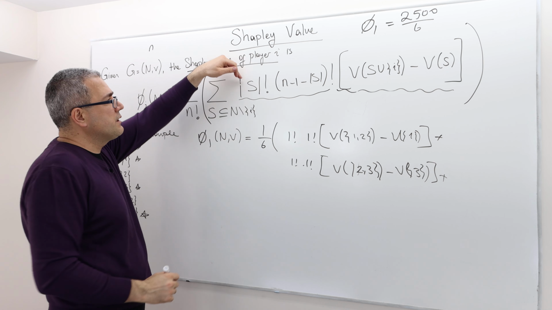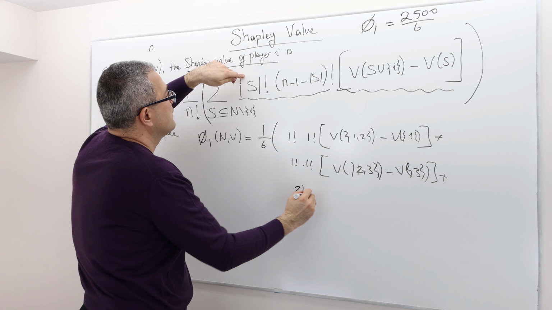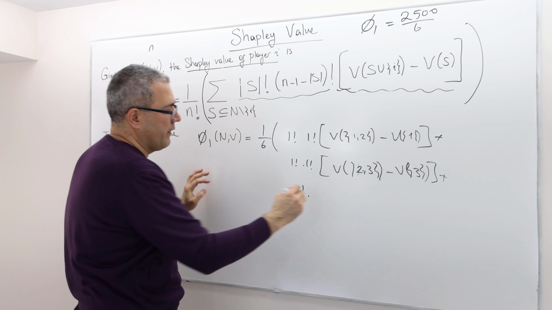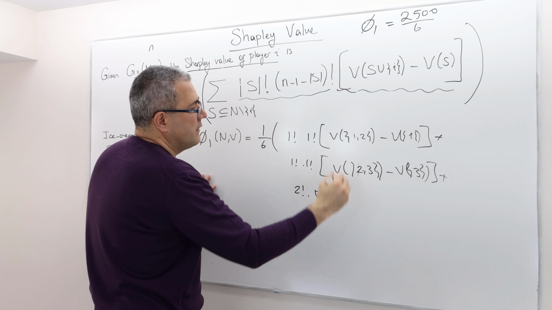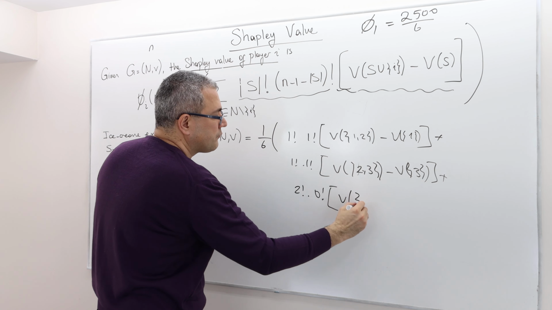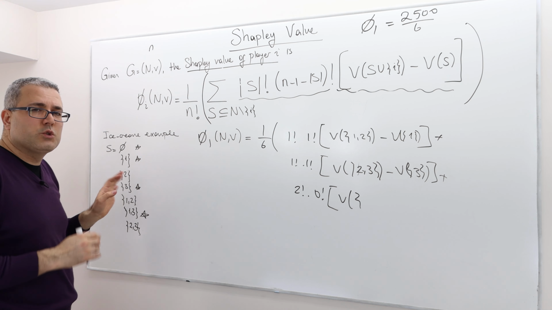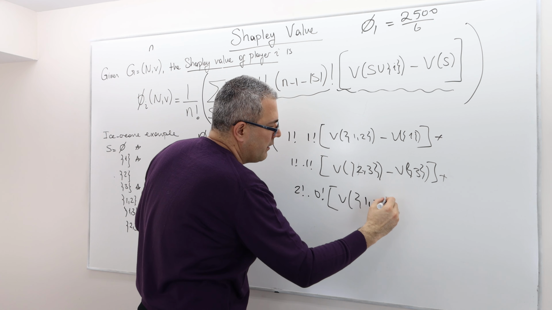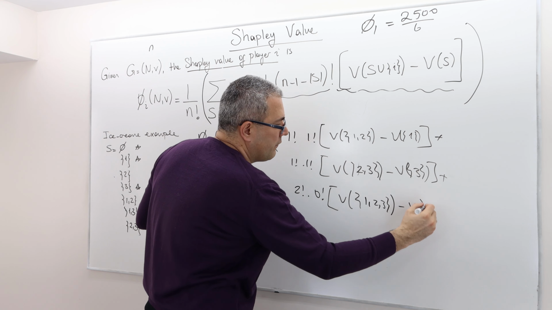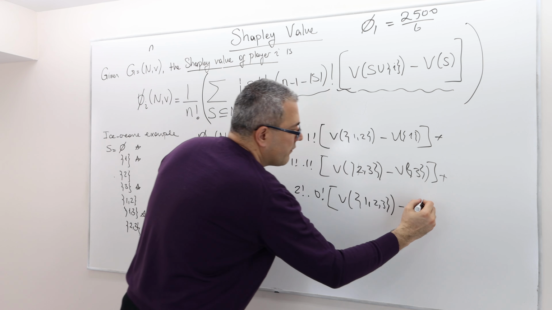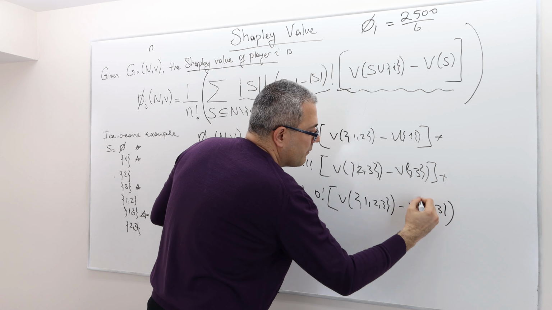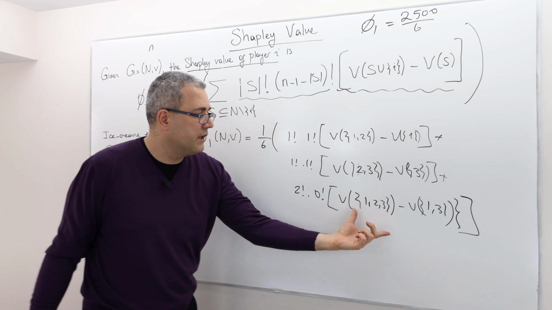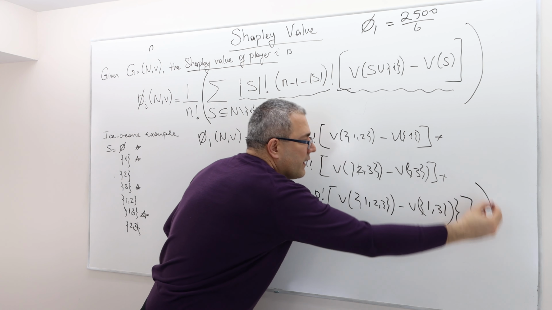Well, there are 2 players, and so this is 2 factorial times n minus 1, 2 minus 2, 0 factorial, parentheses, V of the coalition 1, 3, and then 2 is included, so 1, 2, 3, minus V of, remember, coalition 1, 3. So the marginal contribution of player 2 to coalition 1, 3 is this. All right, so that's it.